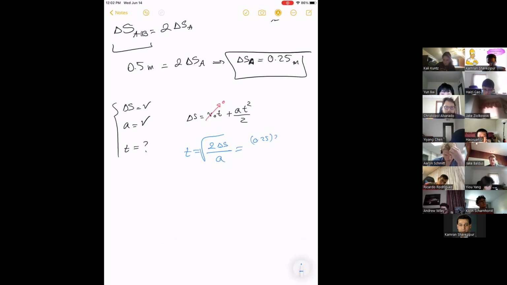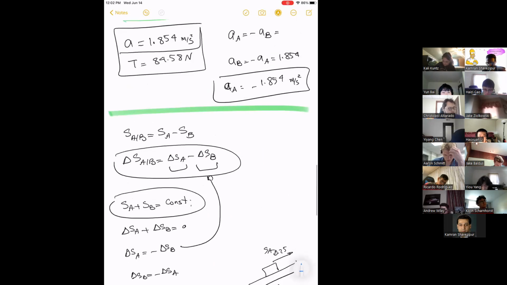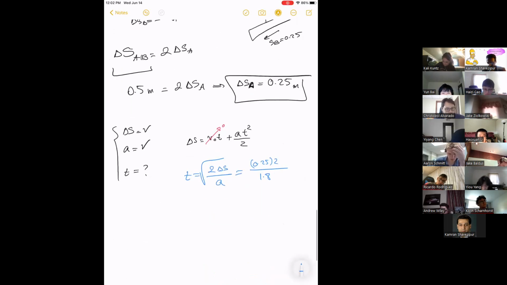0.25 times 2 divided by 1.854, square root, and you should get your time as 0.519 seconds. So it takes almost half a second for A to slide half a meter on B.